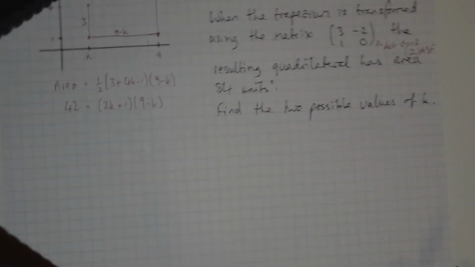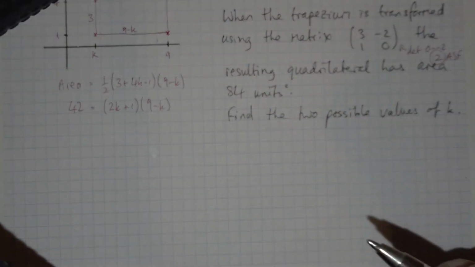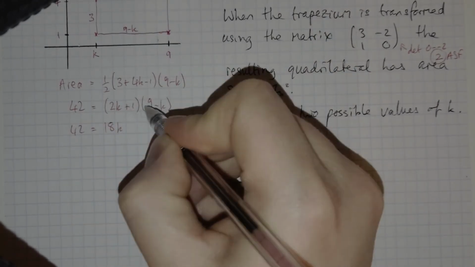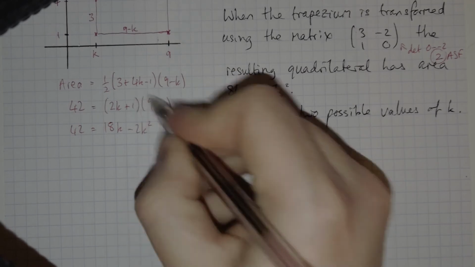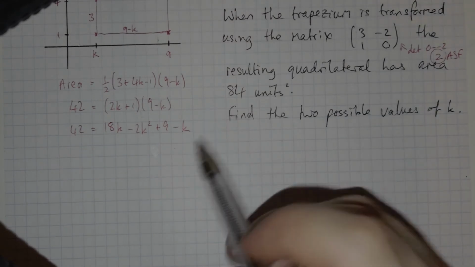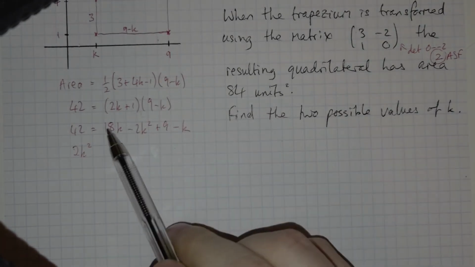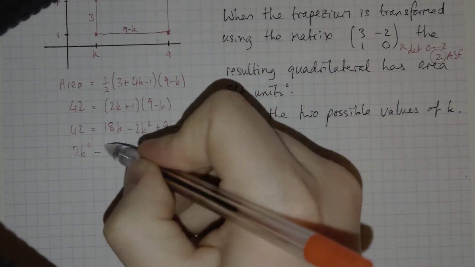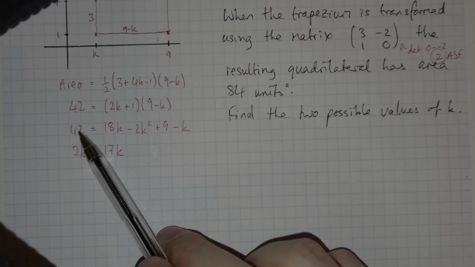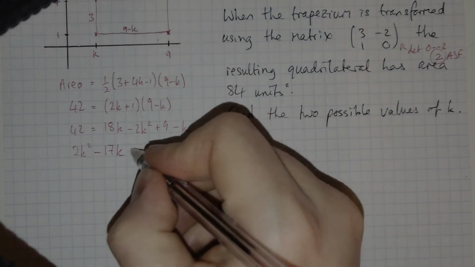This is just a quadratic equation, so I will attempt to solve it now. Feel free to skip this part, I am just solving a quadratic, so I'll expand this out. That's 18k minus 2k squared, add 9 minus k. Let's put the 2k squared on the other side to make it positive. This is 17k, which if I take on the other side is minus 17k. I've got a 42 over on the left already, and if I take 9 off, 42 take 9 is 33.